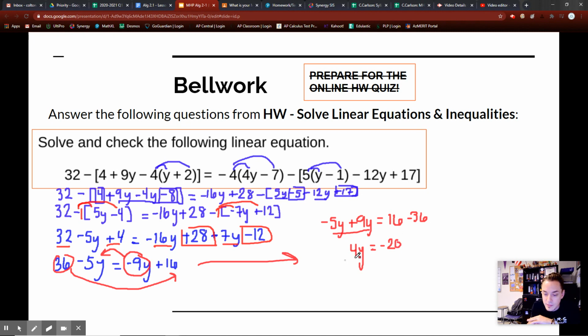20. Man, divide by 4, and then that goes poofy. What am I left with? Y equals -5. And you're probably thinking also, all that work for just a measly 5?